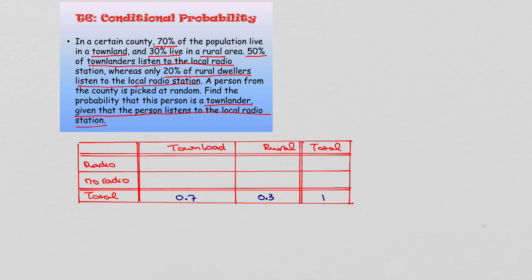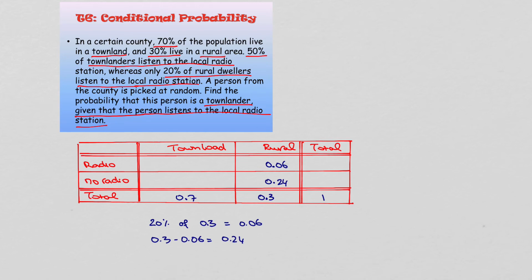So then we can see that we have 20% of the rural dwellers listen to the local radio. So therefore, if we get 20% of 0.3, then we end up with 0.06. So we have 0.06 of rural people are listening to the radio. And therefore, to find out how many of them are not listening to the radio, well, I simply subtract. So 0.3 minus 0.06 gives me 0.24. So therefore, the probability of people not listening to the radio is 0.24.